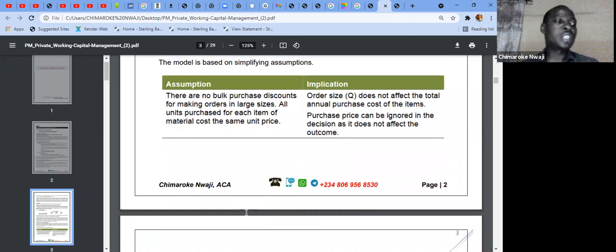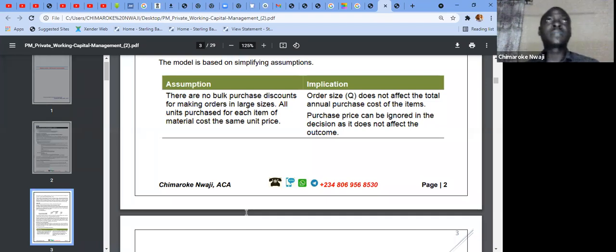Assumption one is there is no bulk purchase discount for making orders in large sizes. All units purchased for each item are of the same price. So whether you are purchasing 12,000 units, you're not going to be getting a price reduction compared to somebody purchasing 6,000 units or somebody purchasing 3,000 units. All of them is the same price. Implication: order size does not affect the total annual purchase cost of the item.